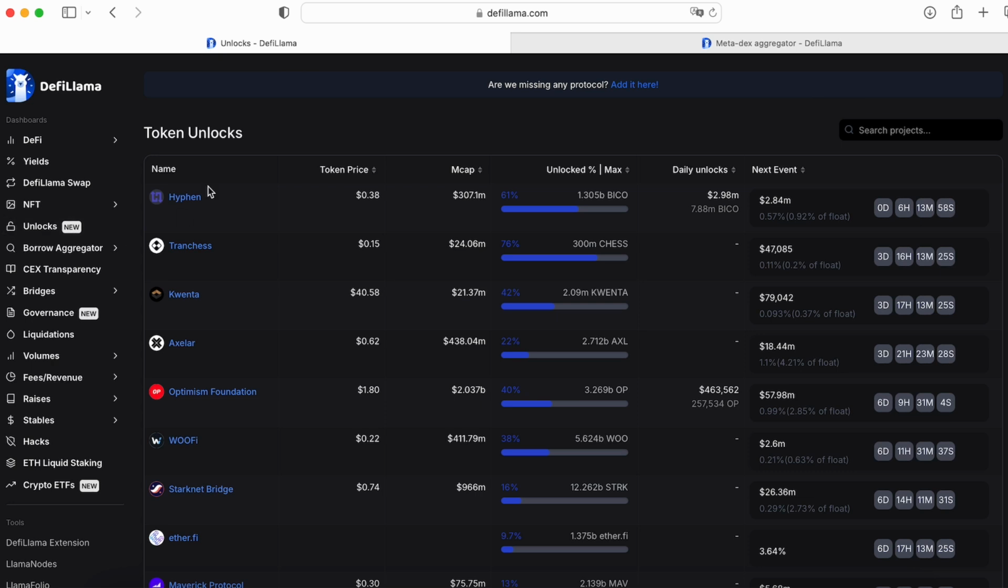Next page is unlocks. Here you can track the upcoming unlocks. For example, we've got the Optimism Foundation. Now this is the current price, market cap at this moment. Here's the unlocked percentage, so only 40% is unlocked. Here's the maximum tokens which should be unlocked, and here are the daily unlocks, and we can find out. So in the next 6 days, 9 hours and 30 minutes, we will see the upcoming unlock of 57 million.